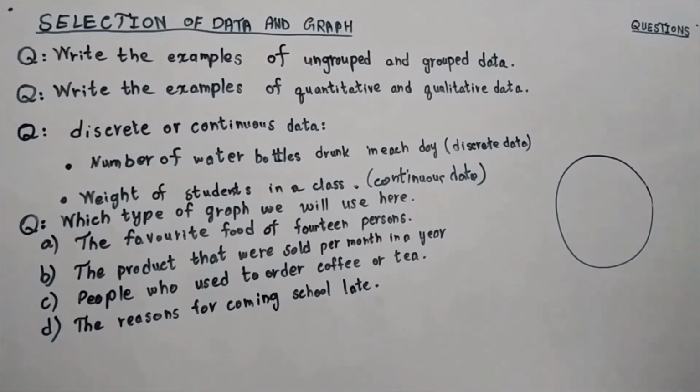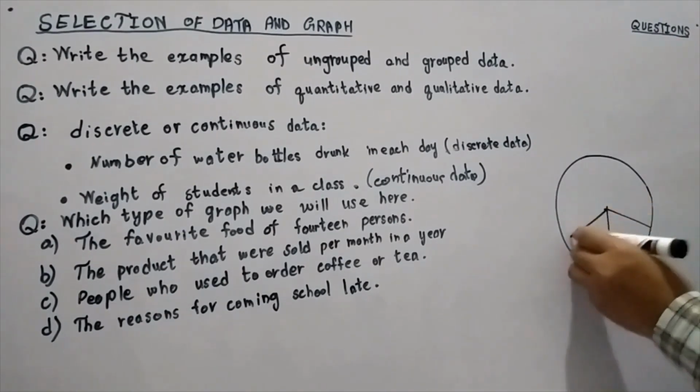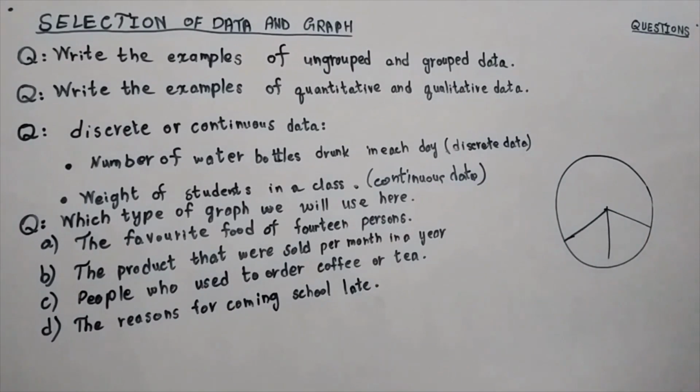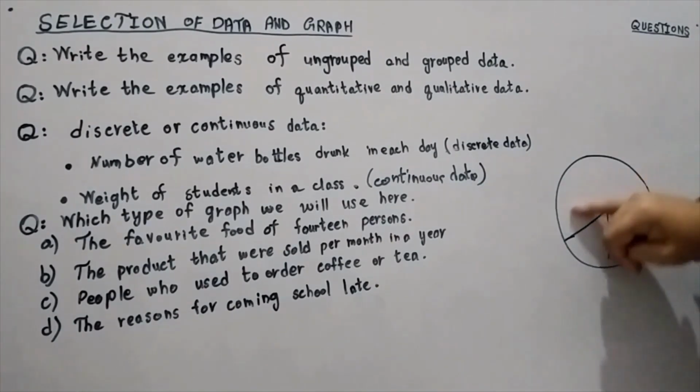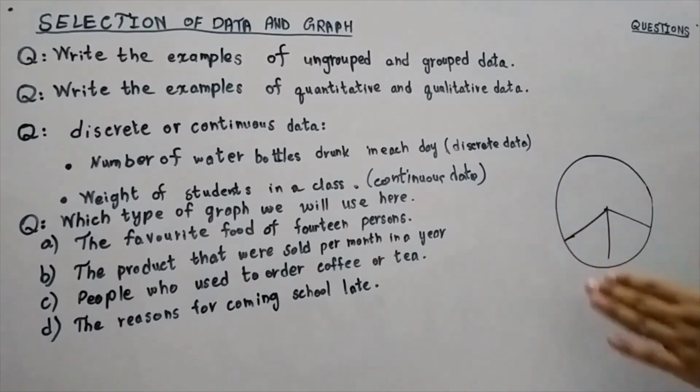So if we want to compare things, we will use a pie chart, because here we can easily see which is the largest sector we have. And the largest sector means that this is the favorite food among the people.